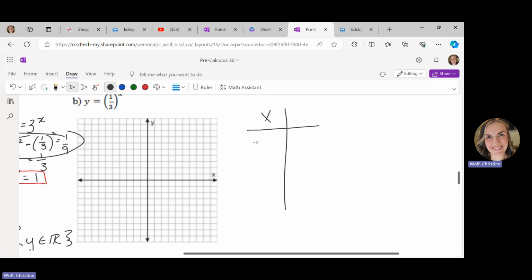Let's create my table of values. My x values. Typically use those. This time my equation is 1/3 to the power of x. So I have 1/3 to the power of -2.